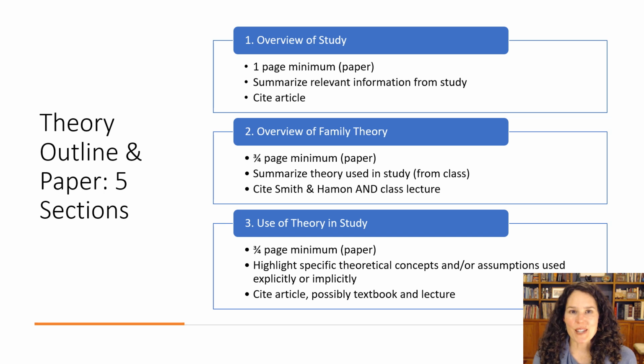So the very first section is the overview of the study. And for this, you really don't have to worry about the theory. You can simply write a summary of the study, just like you maybe have in other HDFS classes, where you talk about what the hypotheses in the study were, who they studied, the demographics of the people they studied, what types of measures they used, or what the research design was, what results they found, and the implications.